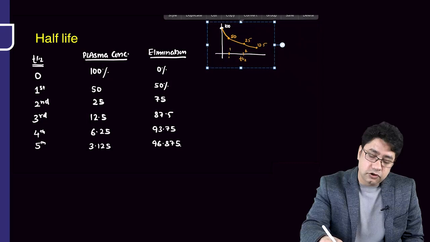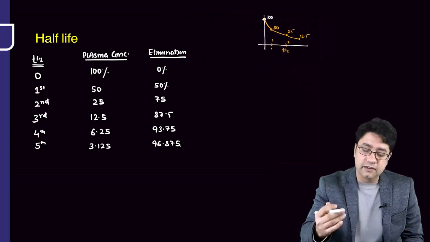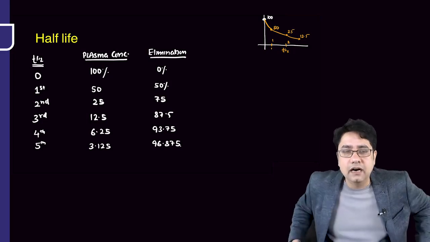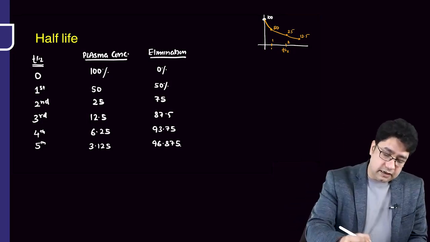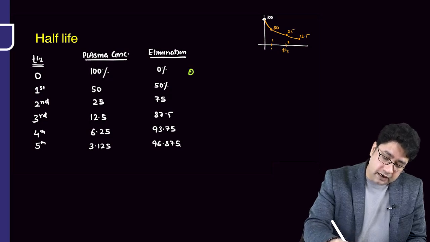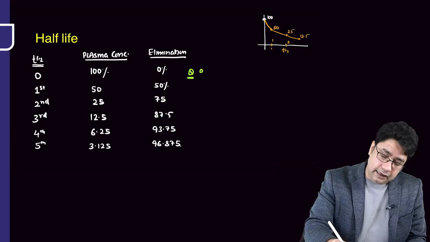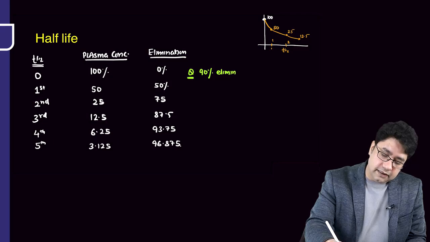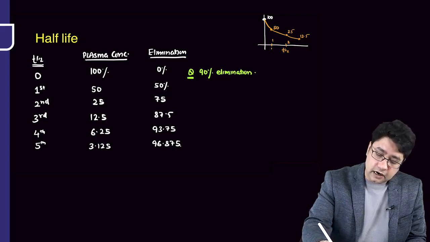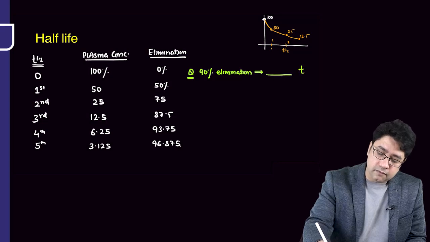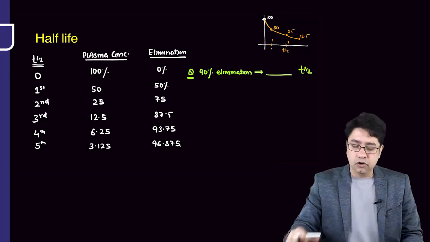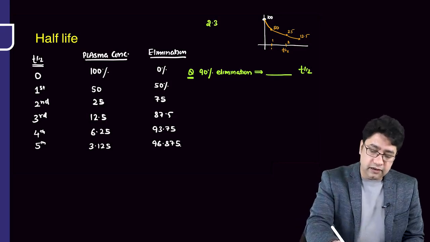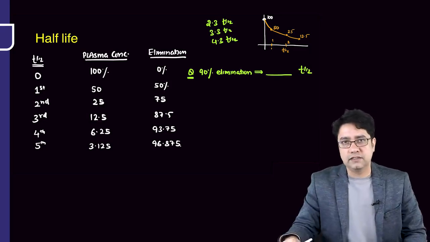Because in exams, you don't get much time. So let's revise it here and tell me the answer of the first question. Can you tell me in how many half-lives 90% of the drug is eliminated? 90% elimination occurs in how many half-lives? I will give you the options. Options are 2.3 half-life, 3.3 half-life, 4.3 half-lives. This question was asked once.